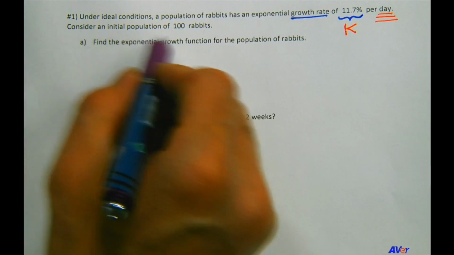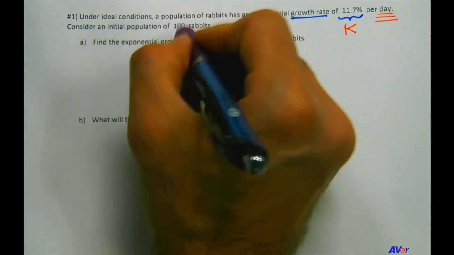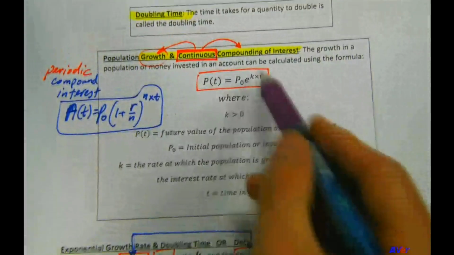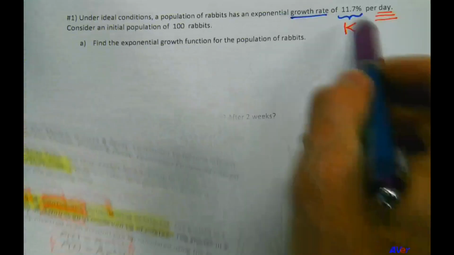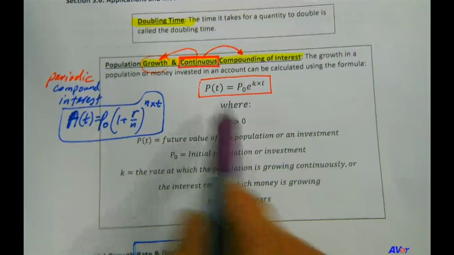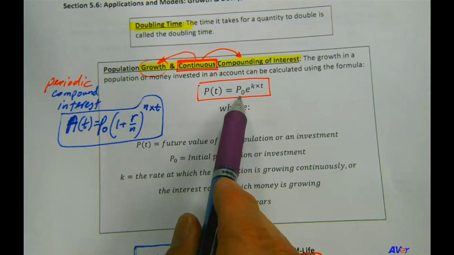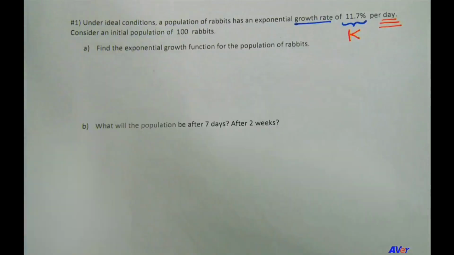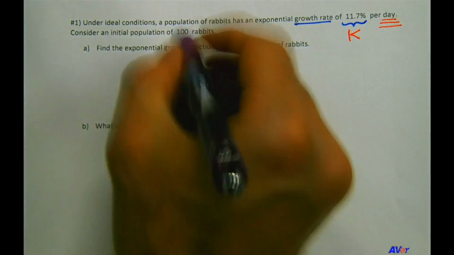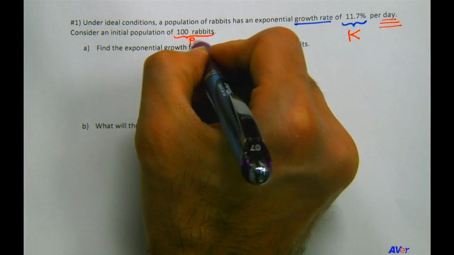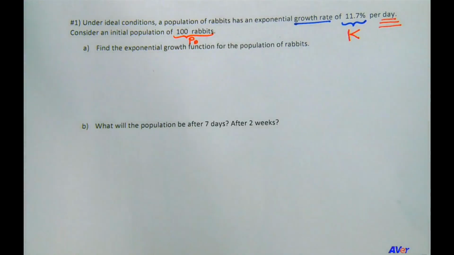Consider an initial population of 100 rabbits. So in this formula that we just looked at, K, we just determined that it's 11.7%, right? Then they say the initial population of rabbits is 100, so that's P naught. P naught is the initial population or investment. Okay? So therefore, let's assign variables to these quantities. That was K, this is P naught.